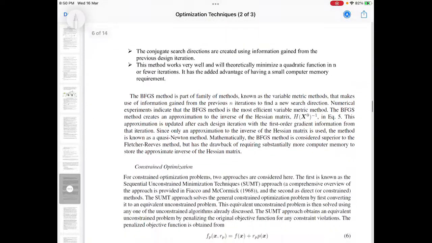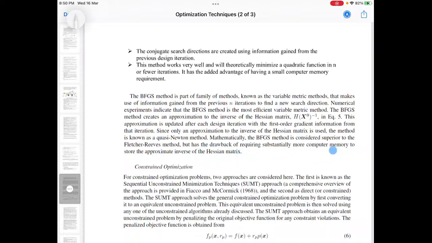This approximation is updated after each design iteration with the first order gradient information from that iteration. Since only an approximation of the inverse of the Hessian matrix is used, the method is known as a quasi-Newton method. Mathematically, the BFGS method is considered superior to the Fletcher-Reeves method, but has the drawback of requiring substantially more computer memory to store the approximate inverse of the Hessian matrix.